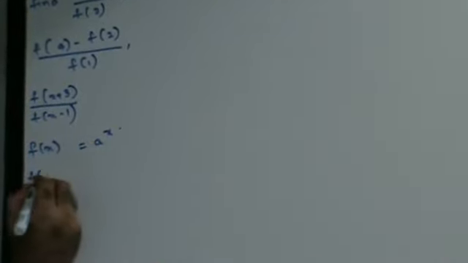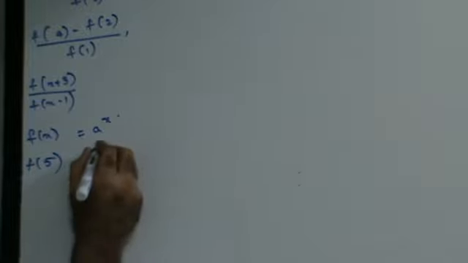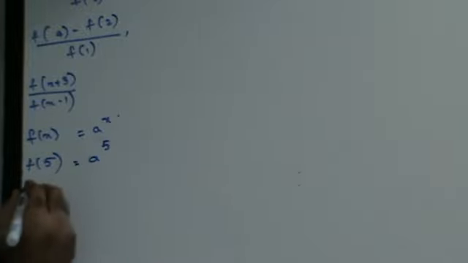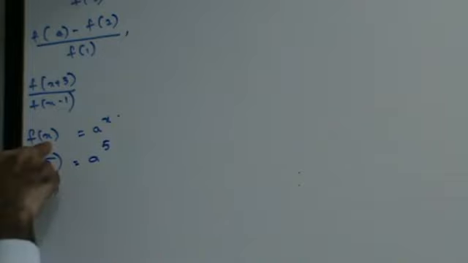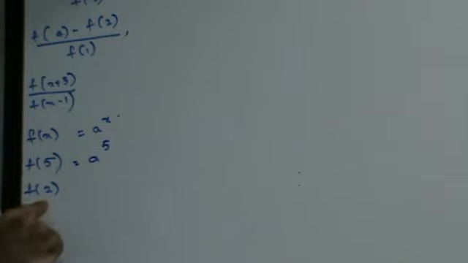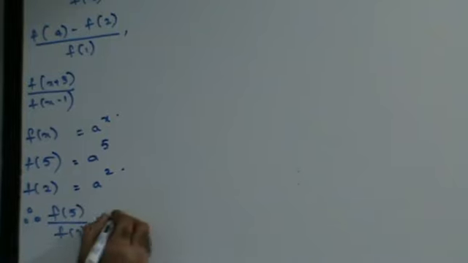So what will be f of 5? What have I done here? I have substituted x with 5. Since I have substituted x with 5 on the left hand side, I have to substitute x with 5 on the right hand side also. So f of 5 will be a raised to 5. For f of 2, I have substituted x with 2 on the left hand side, so I should substitute x with 2 on the right hand side also. Therefore, f of 5 upon f of 2 is going to be a raised to 5 upon a raised to 2, which is nothing but a cube.